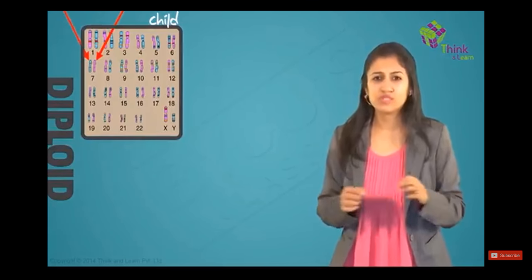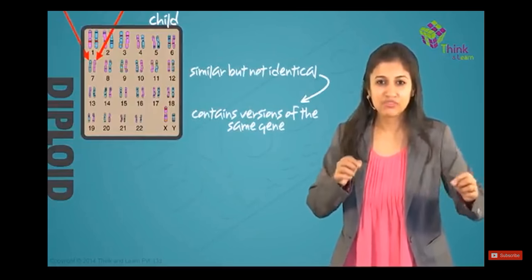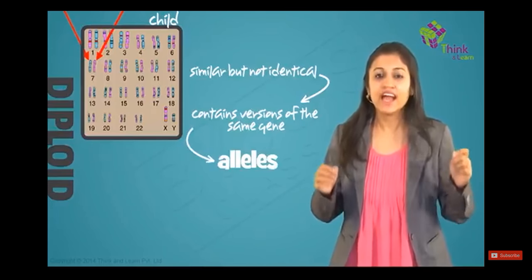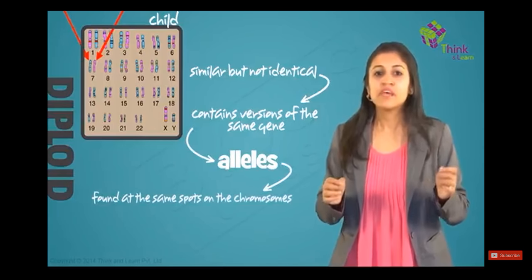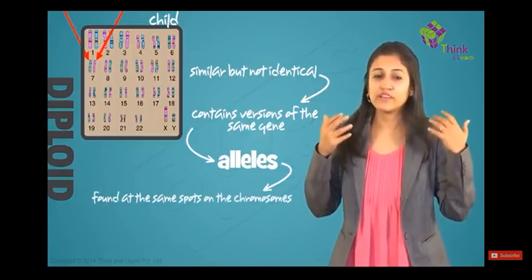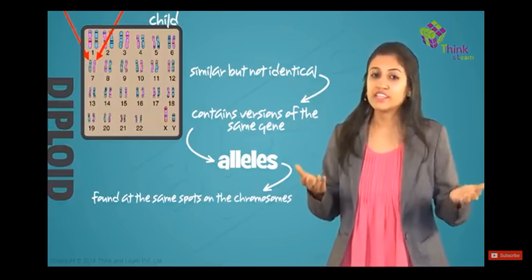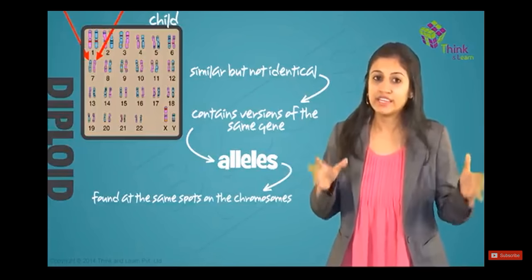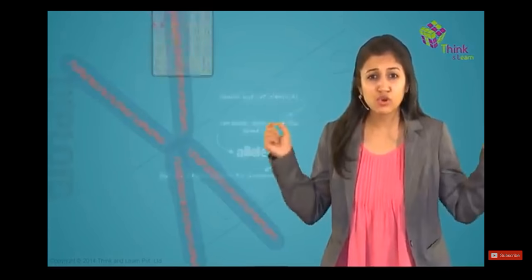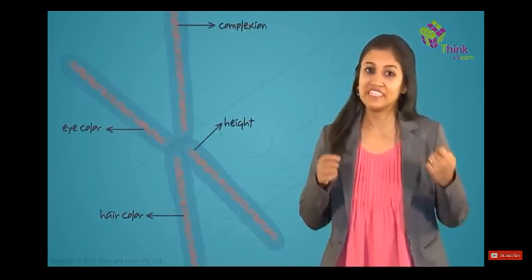Those pairs of chromosomes are pretty similar, but they're not identical. They contain versions of the same gene called alleles, and these alleles are found in the same spots on the chromosomes. So if you want to talk about features like having dimples, the ability to roll your tongue, or the fact that your earlobes are free or attached, all of these have different alleles. This essentially means that if you look into a chromosome, you will find different parts of the DNA responsible for different traits.